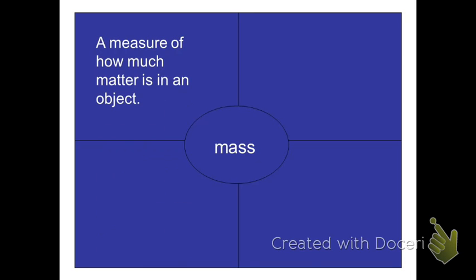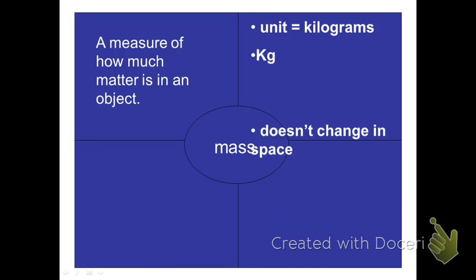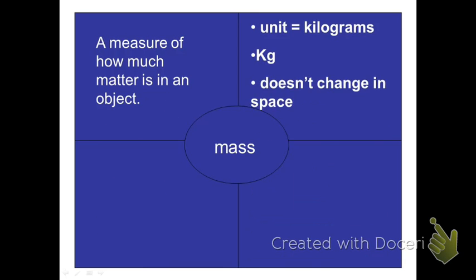If anyone doesn't get everything we write down, this will be available on Blackboard. You can go back and fill in what you miss. Some characteristics of mass. The unit for mass is kilograms, abbreviated kg.